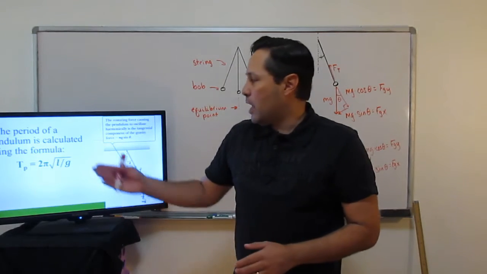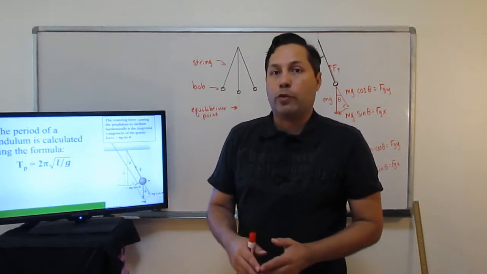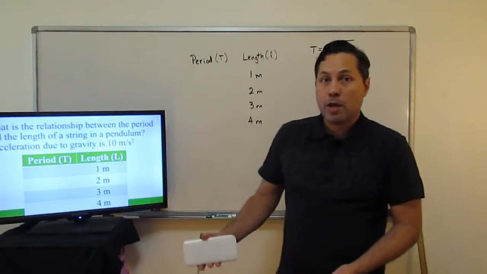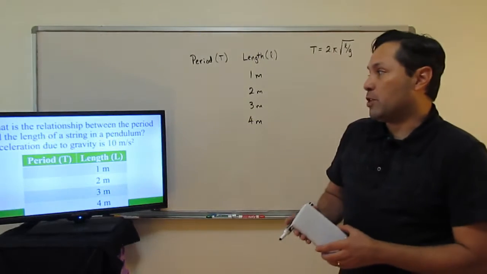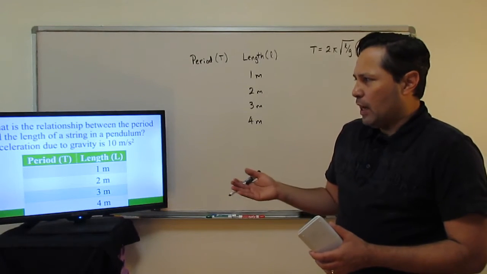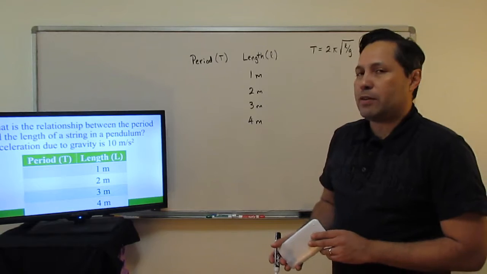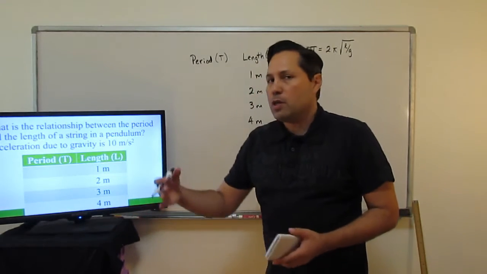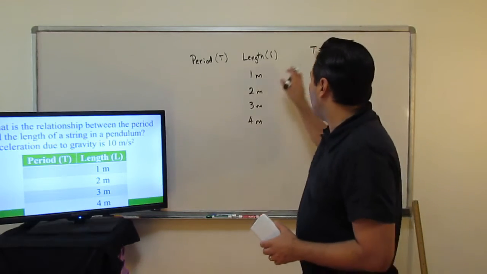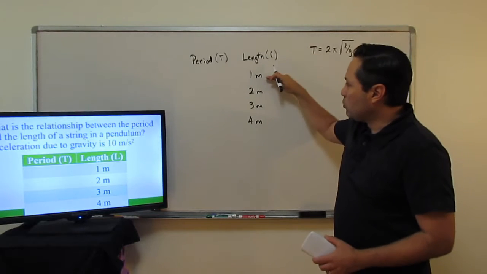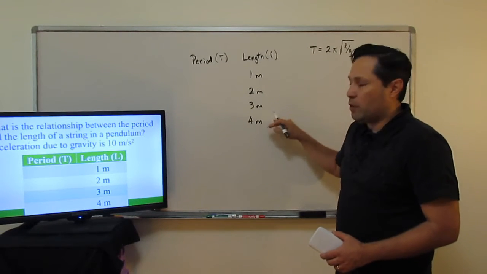Up next, we're going to use this equation to solve for the period of a pendulum with 4 different lengths. So our first problem asks us the following. What is the relationship between period and the length of a string in a pendulum? They also tell us that acceleration due to gravity is 10 meters per second squared. So is there a relationship between the length and the period? We're going to study that, using this equation to figure out how the length affects the period. For our first trial, the length is 1 meter, then 2, 3, and then 4 meters.